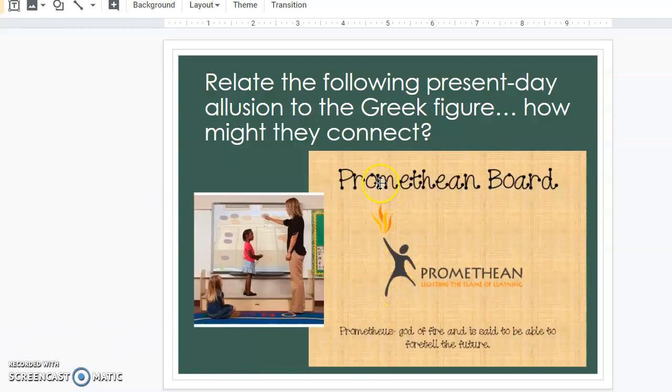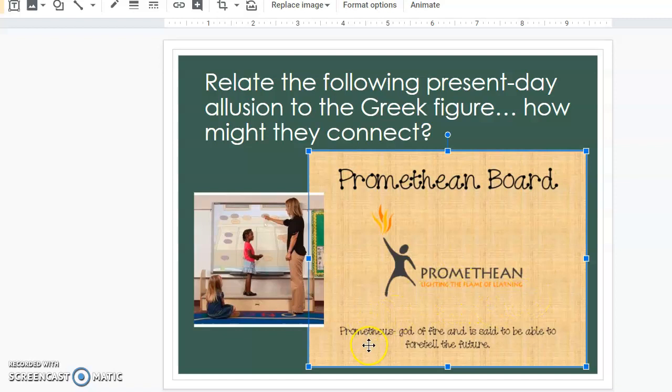Here, if we look at Prometheus, who is the god of fire and is said to be able to foretell the future, this symbol is used because this whiteboard, or smart board, we call them Promethean boards. When we use our whiteboards, we can do many interactive activities. We can go on virtual field trips. So that's why this company named it Promethean, lightning the flame of learning.